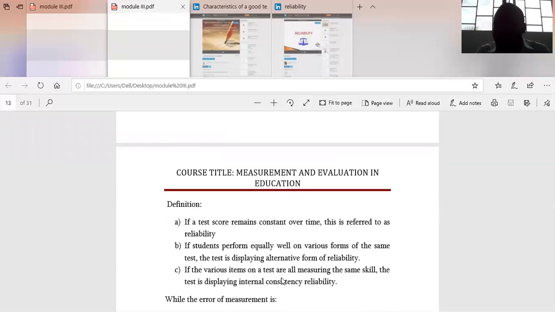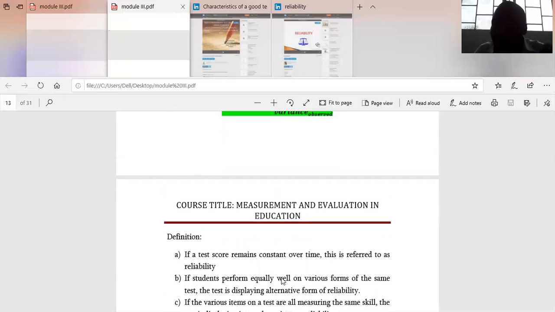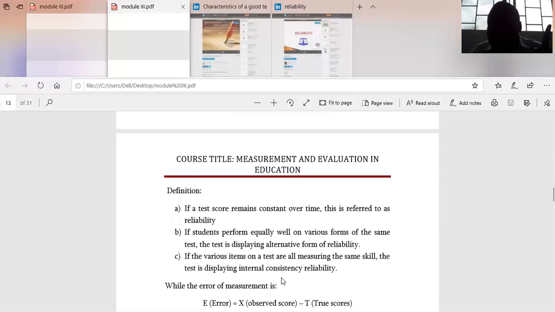So, by definition, how do we define that? If a test score remains consistent over time, this is referred to as reliability. If the results remain consistent, that we've done the first time, the second time, and the result is the same, we say that test is reliable. If students perform equally well on various forms of the same test, the test is displaying alternative form reliability. We're going to see that down in the types. And if various items on a test are all measuring the same skills, the test is displaying internal consistency reliability. So generally, if the result remains the same, that is what we mean by reliability.